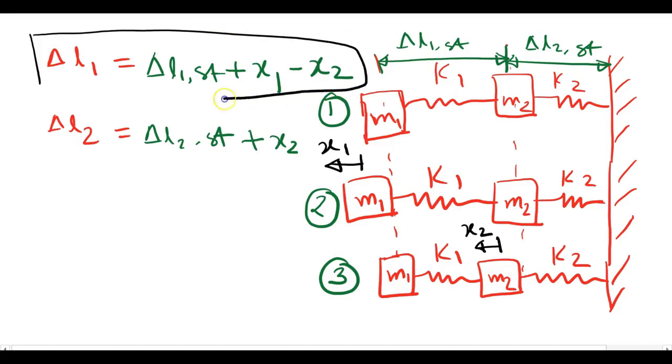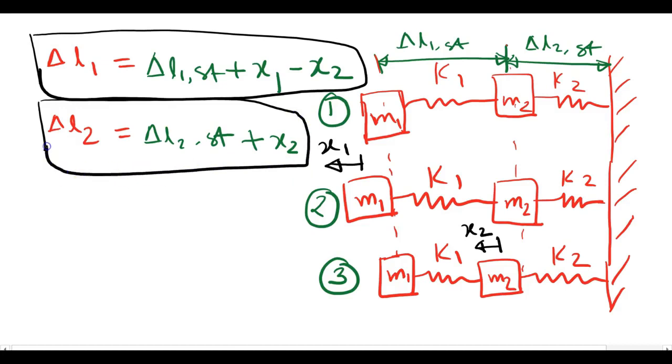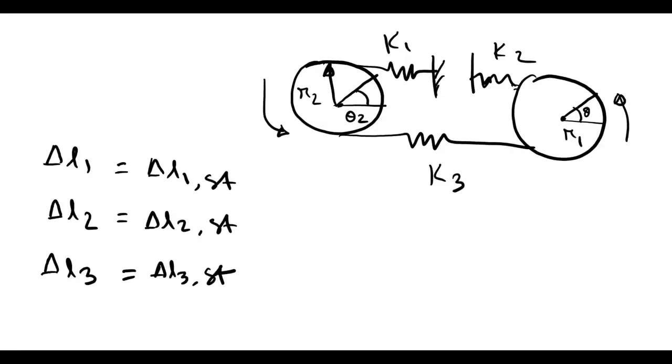This is our equation of the spring, spring K1 and K2, which we express as a selected coordinate, in this case x1 and x2. Let's consider another case where this is one pulley and this is a second pulley. This first pulley has radius r1 and it rotates anti-clockwise at an angle theta, and pulley 2 has radius r2 and it rotates in the same direction as pulley 1, but the angular deflection is theta 2.